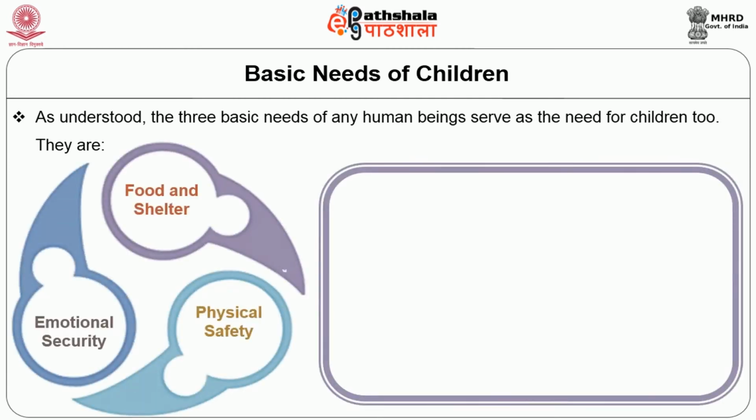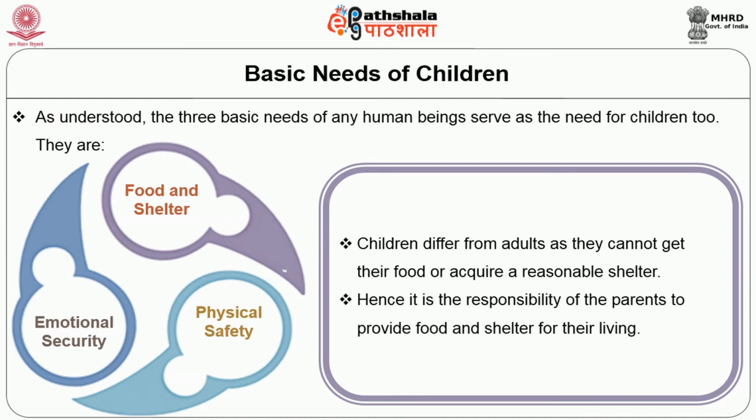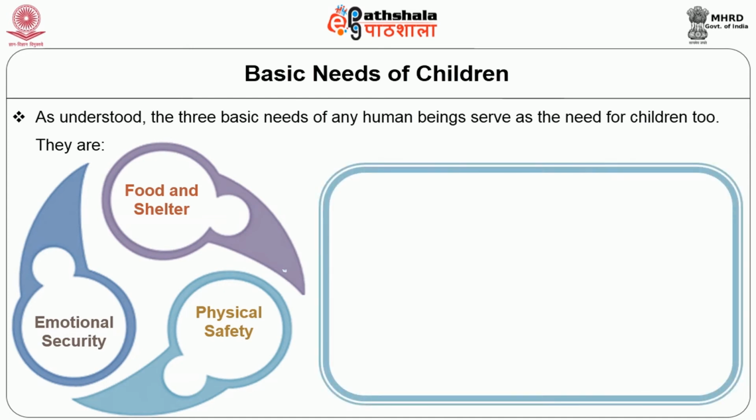First is food and shelter. Children differ from adults as they cannot get their food or acquire a reasonable shelter. Hence, it's a responsibility of the parents to provide food and shelter for their living. Second is physical safety.